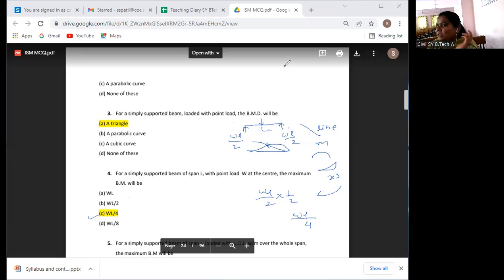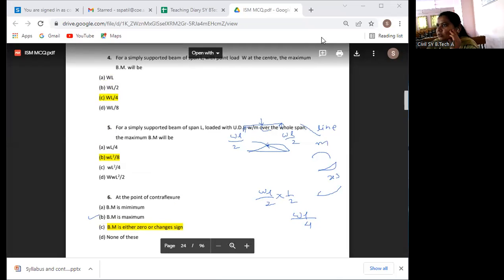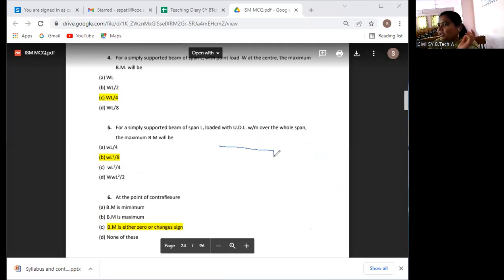After that, we will move towards the next question. For a simply supported beam of span L, we will draw a simply supported beam with UDL W kilonewton per meter over the whole span. That means over the whole span, W kilonewton per meter load is applied. The maximum bending moment will be? The reaction is WL by 2 on each side, and the bending moment diagram is likewise, and the maximum bending moment is WL square by 8.